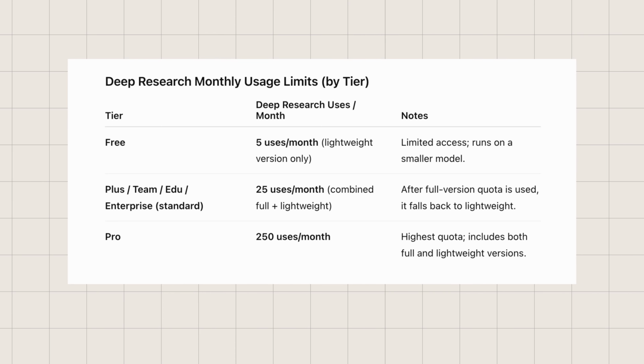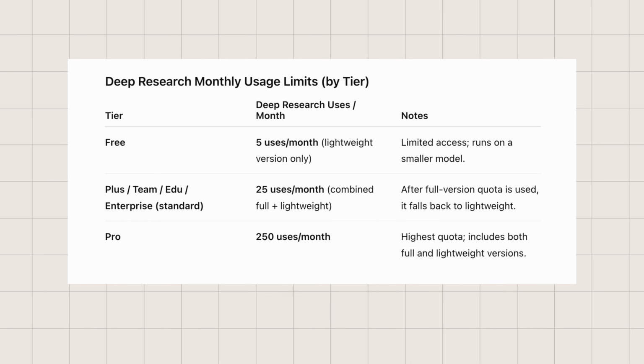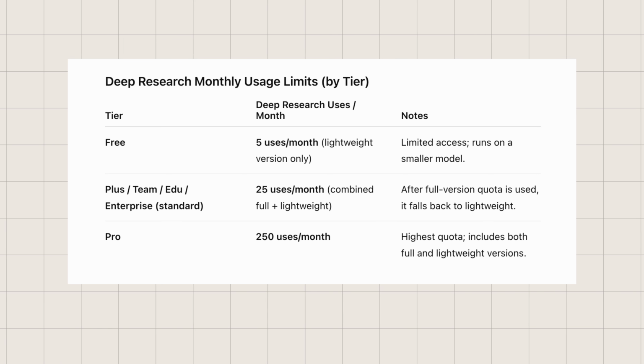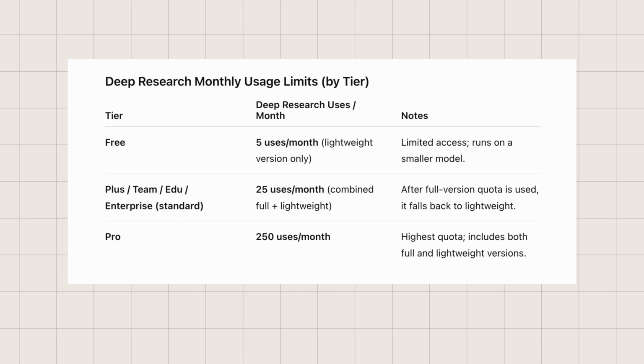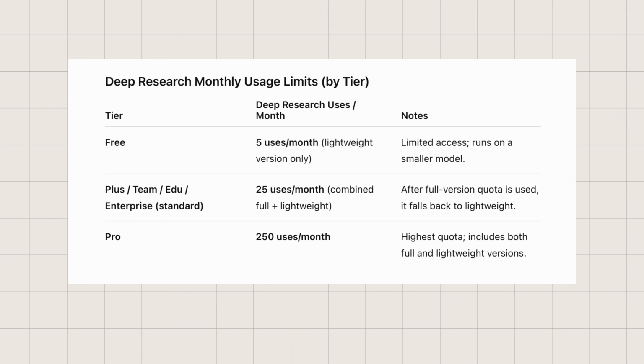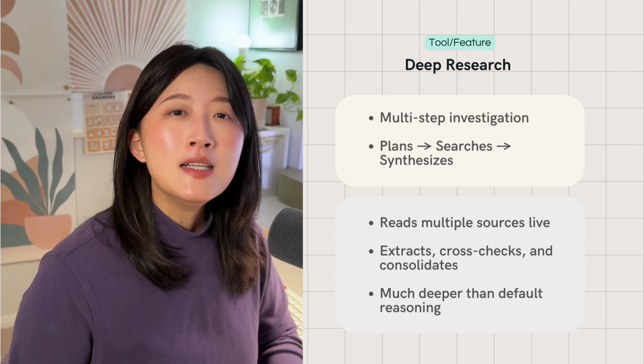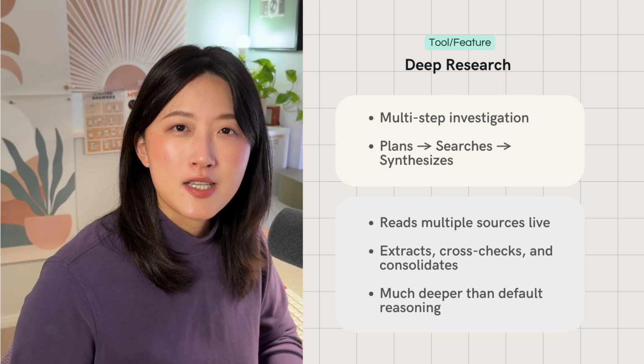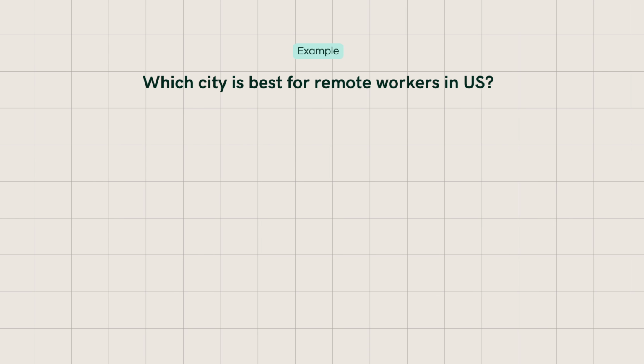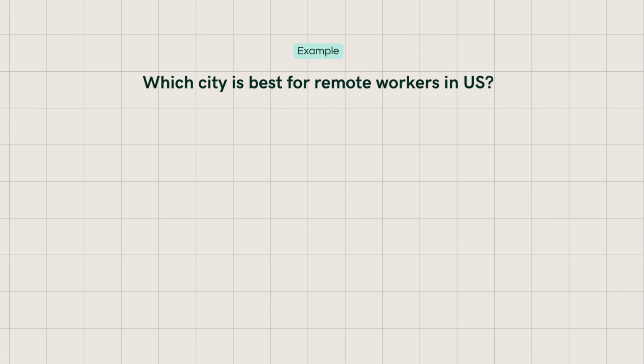Because the tool is comprehensive and resource-intensive, it has usage limits. So you want to make sure your prompt covers a good level of details upfront. Let me show you an example to highlight Deep Research's process pipeline and how it generates good quality answers. My example here is, which city is best for remote workers in the US?